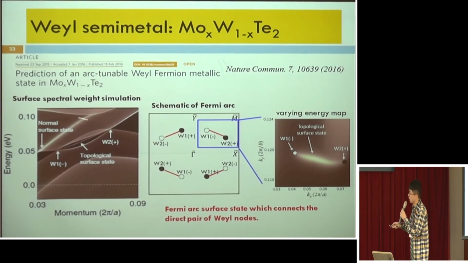We also studied the surface properties. This is our surface spectral weight simulation. The shaded area is the bulk state, and the bright lines are the surface states. These two points are the Weyl points, and the bright lines connecting the two Weyl points are a Fermi arc surface state. This is the kx-ky map, which clearly shows a Fermi arc connecting the two Weyl points.